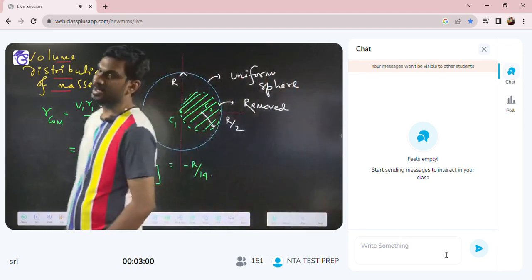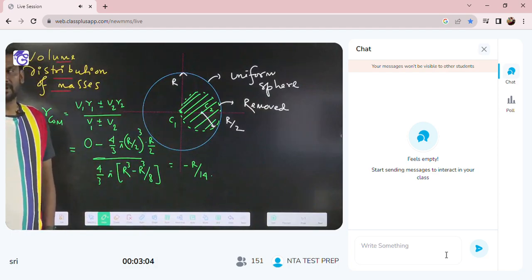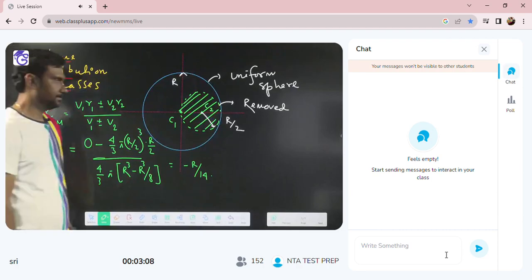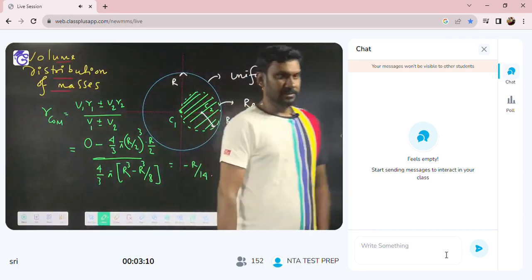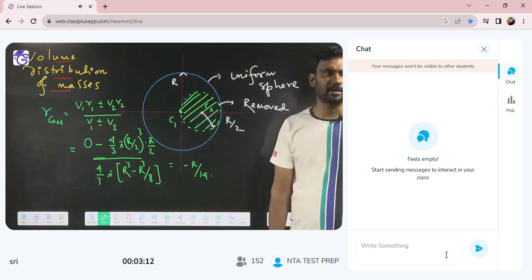Please do it quickly and confirm that it is coming minus R by 14. My dear friends, please confirm that you are getting minus R by 14. Do it quickly. It's very easy, extremely easy.